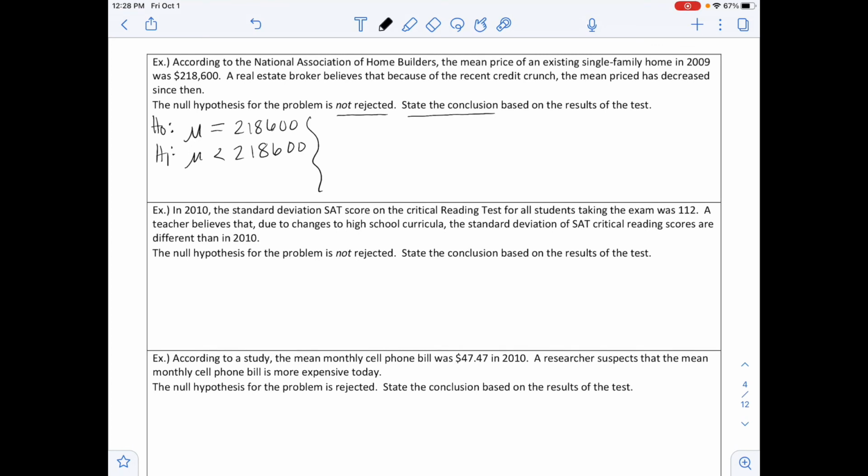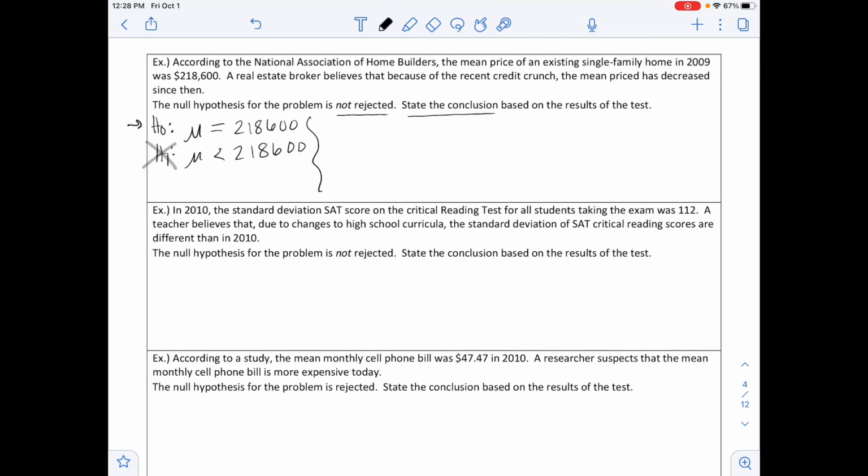And so we know that the null hypothesis for the problem was not rejected. Since that means that this was not rejected, we were going with that, and that means that we would have to reject our H1. And so he does not have enough evidence at this point to conclude that his findings were accurate, or that we can say that the pricing of the houses has decreased.